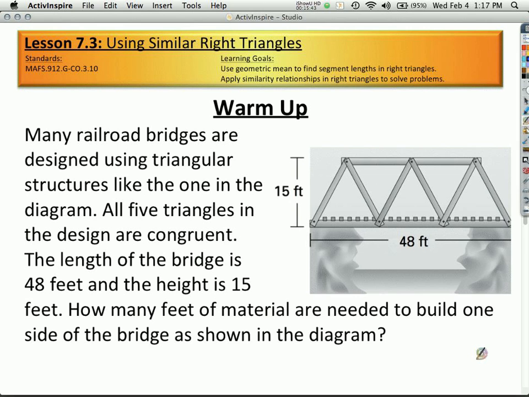Student number 4 is absent. Student number 10, what'd you put? Student number 2, what'd you put? 182. Student number 14, what'd you put? Student number 8, what'd you put? 182. Student number 6, what'd you put? So we seem to be pretty divided between 176 and 182.